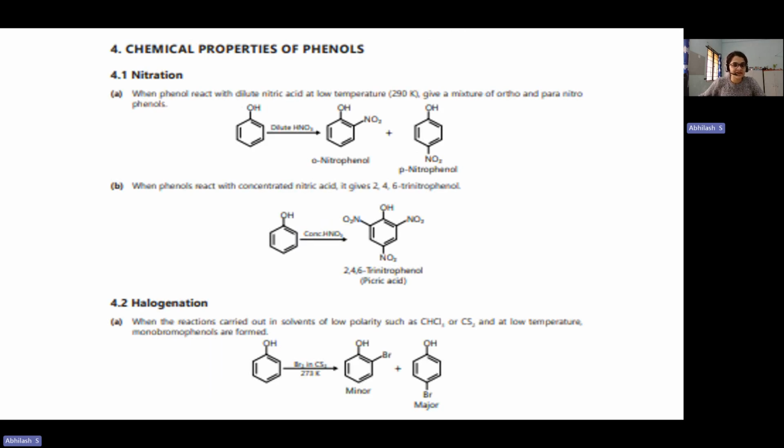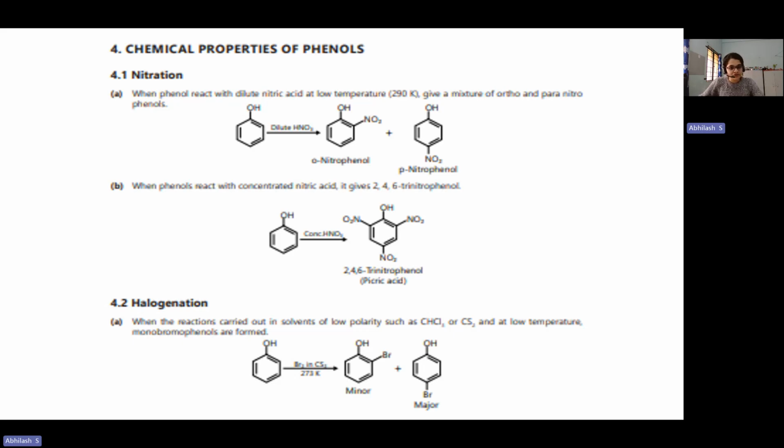Here you can see the nitration, where phenol reacts with dilute nitric acid, which leads to the formation of ortho-nitrophenol and para-nitrophenol. And when phenol reacts with concentrated nitric acid, it gives 2,4,6-trinitrophenol, because the electrophile which is generated is of a strong nature.